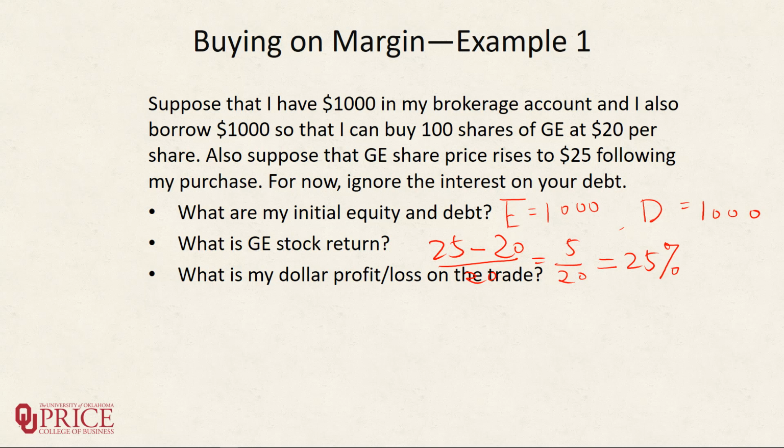Next question is, what is the dollar profit or loss on this trade? In this trade, I bought 100 shares of GE, and each share went up by $5. So my total profit would be 100 shares of GE times $25 minus $20. That's a $5 gain on each share multiplied by 100 shares. So my total profit from the trade is $500.